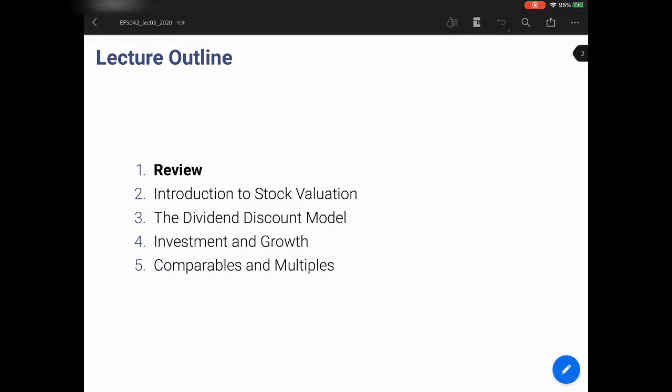Okay. And so what we're going to do is I'm going to first review what we went over for the last 2 weeks, and then I'm going to introduce to you stock valuation. And then formally, I'm going to introduce the dividend discount model, which is an infinite period present value model. And then using that dividend discount model, I'm going to impose additional structure so that we can factor in investments and growth into this cash flow model that we have been learning about for the past 2 weeks. And lastly, I'm going to talk about comparables and multiples.